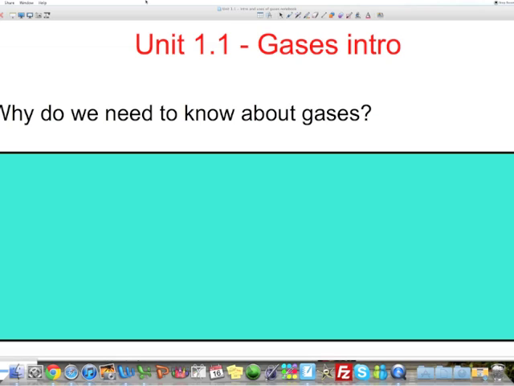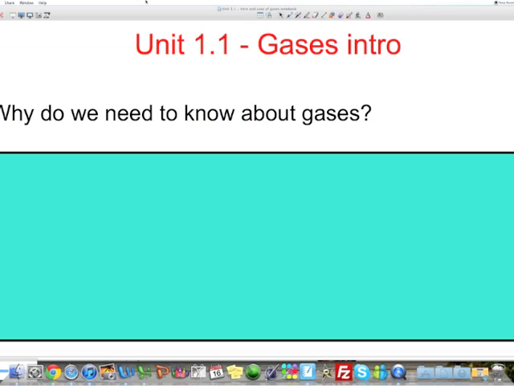So today we're going to start Unit 1. The next few chapters are going to be about gases. So for the whole term 1, pretty well, we're going to be talking about gases. So let's start with why do we need to know about gases? I mean, besides the fact that the government says so, why is it so important to know about gases?